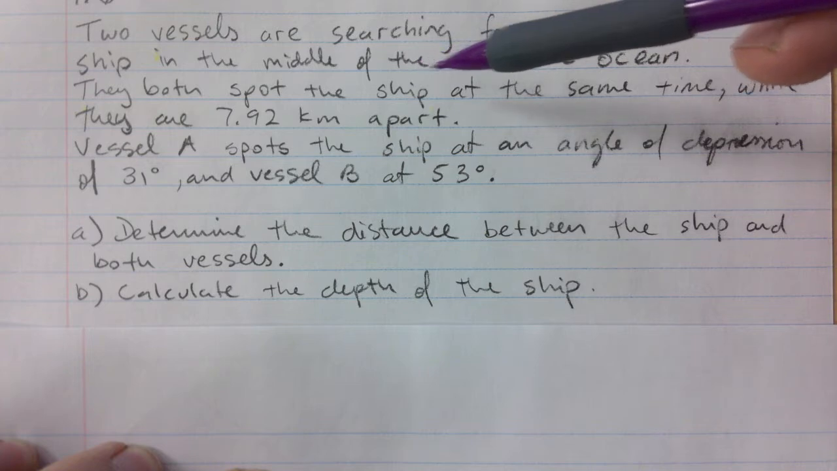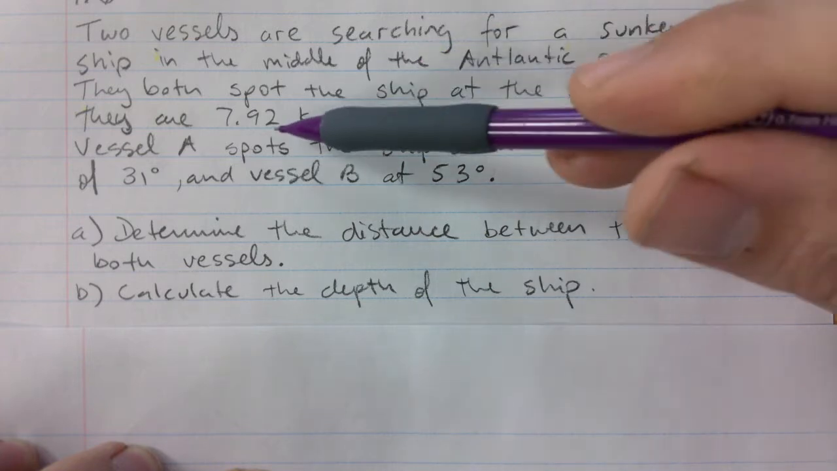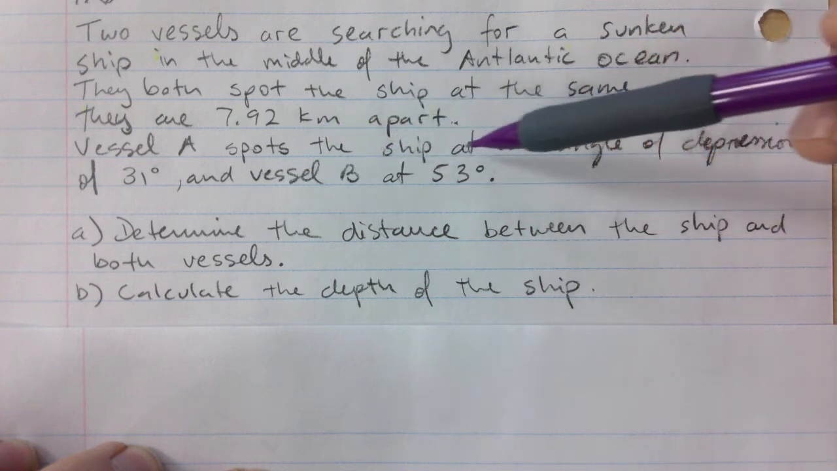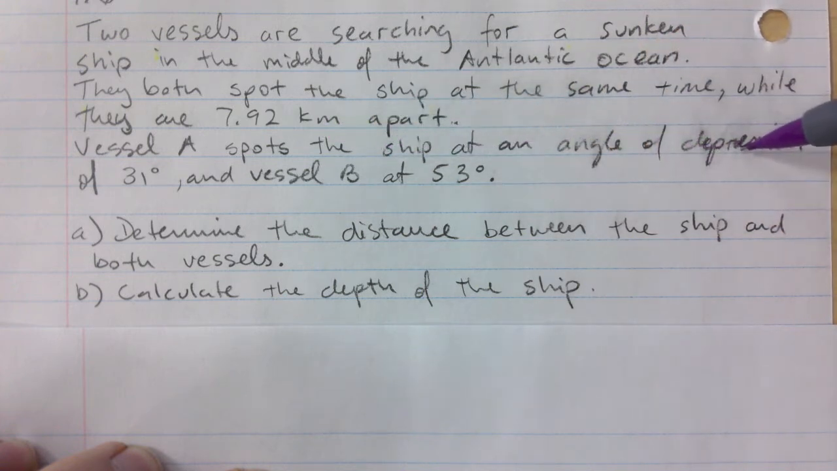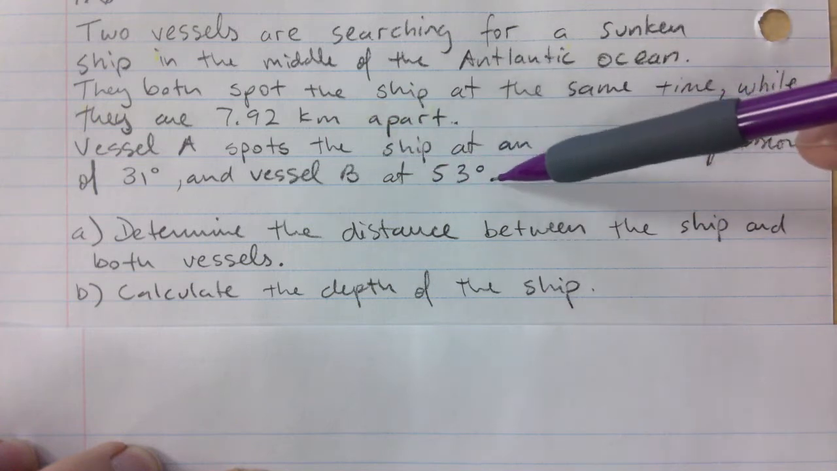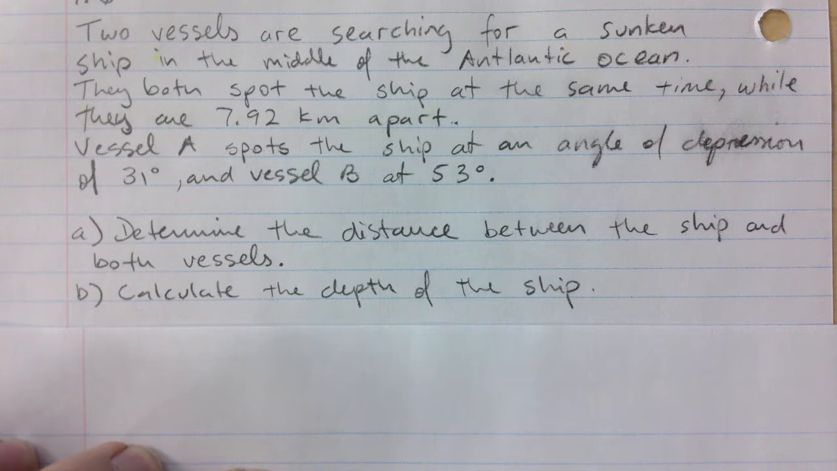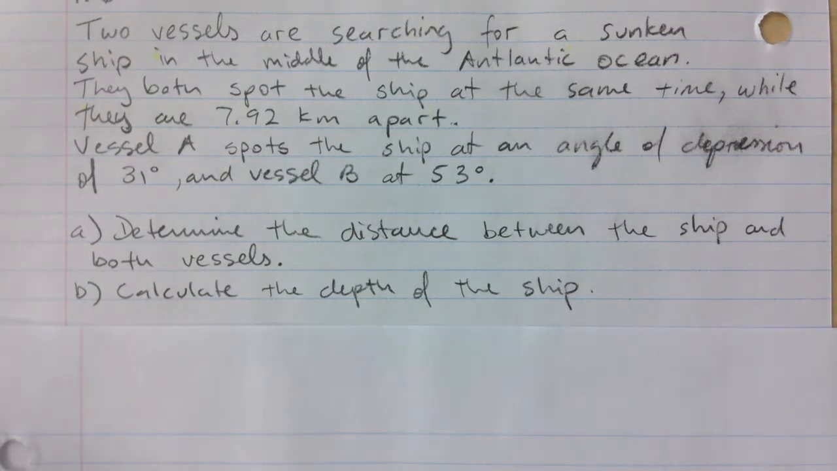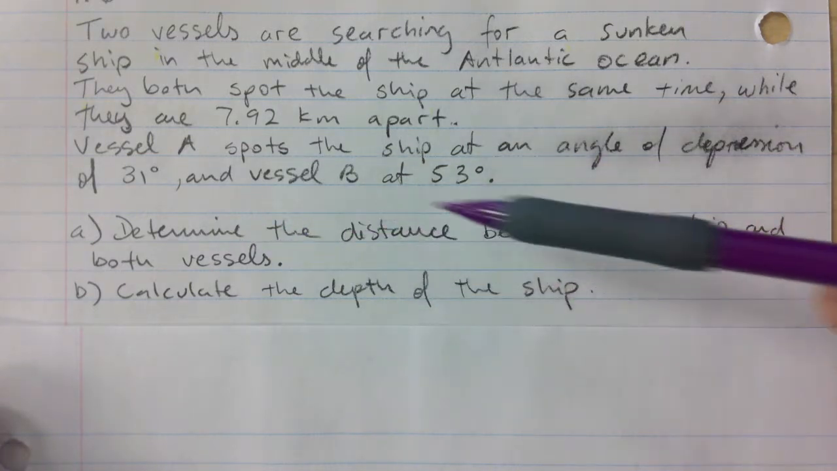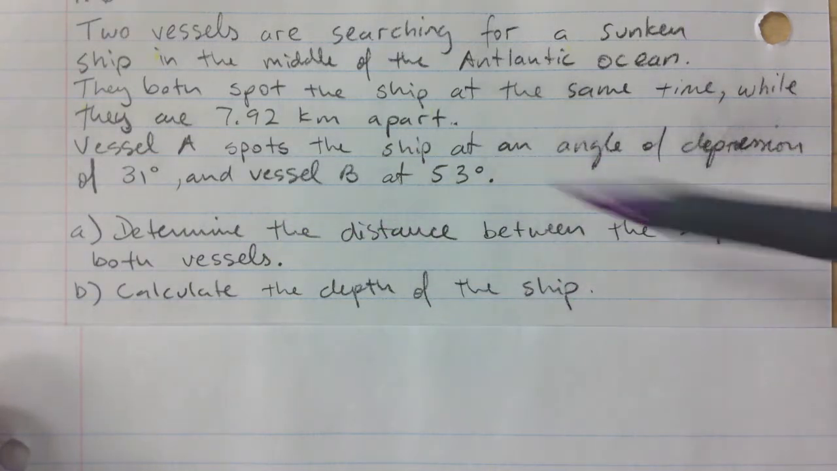They spot the ship at the same time while they're 7.92 kilometers apart. Vessel A spots the ship at an angle of depression of 31 and vessel B at an angle of depression of 53. You can just imagine, right? You're at the surface of the ocean and your radar or your systems are looking down to try to find that sunken vessel, right? The first question is determine the distance between the ship and both vessels.